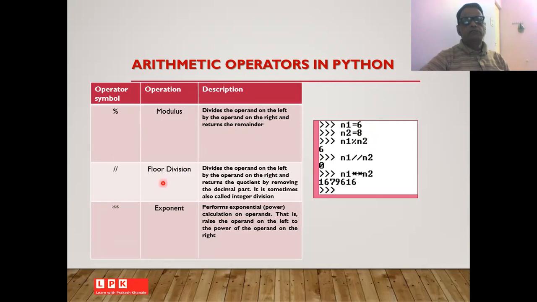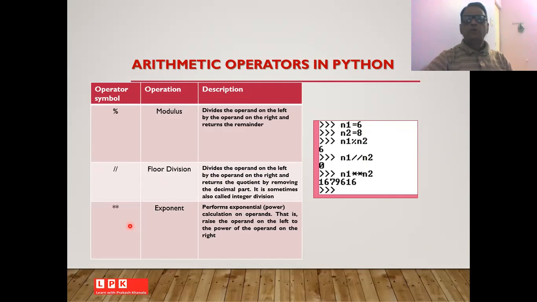Double slash is floor division. This will divide the operand on the left by the operand on the right and return the quotient by removing the decimal part. It is sometimes also called integer division. So if n1 is equal to 6 and n2 is equal to 8, then n1 double slash n2 will return me 0, because 6 cannot be divided by 8 and the quotient is 0.